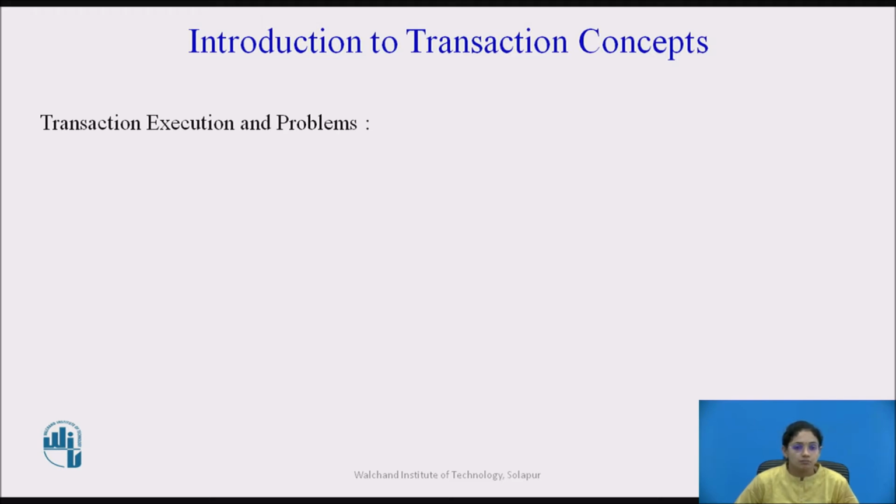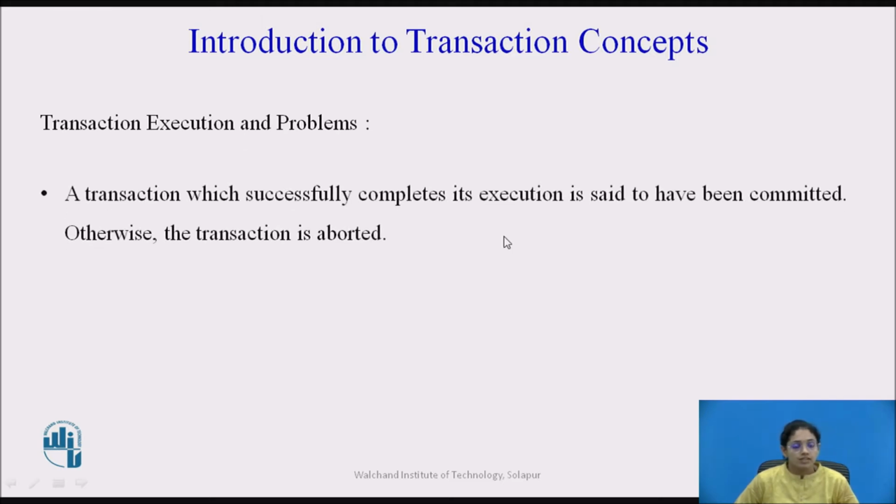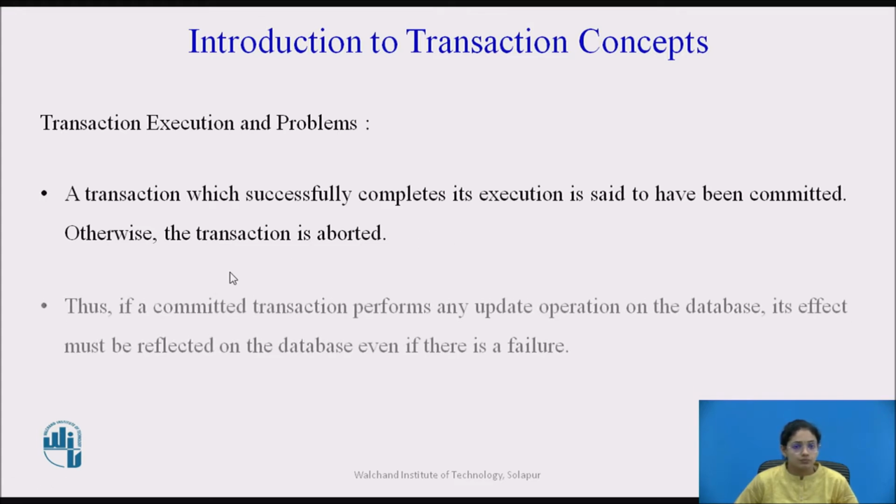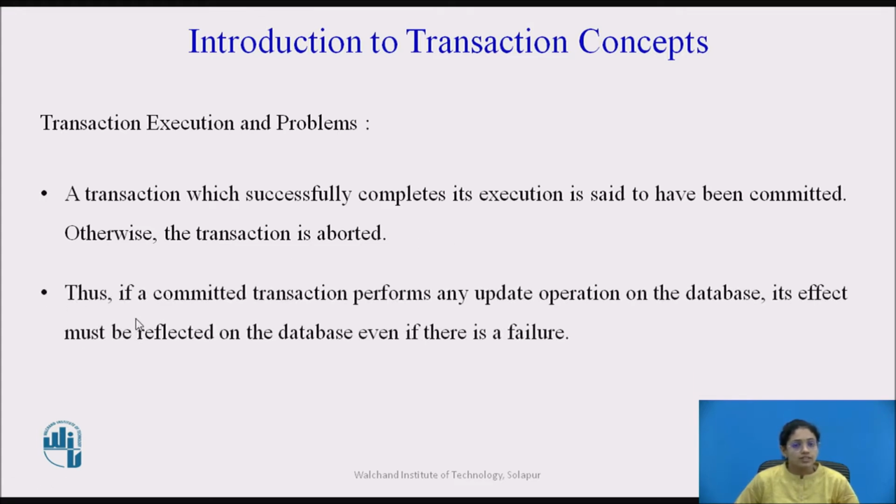Transaction execution and problems. When a transaction is completed, that is, successfully executed, then the transaction is committed. If it fails, the transaction is aborted. Thus, if a committed transaction performs any update in the database, its effect must be reflected in the database. When a transaction is successfully completed, whatever operation is to be done should be updated into the database. If it is not reflected, the transaction is considered to be a failure.